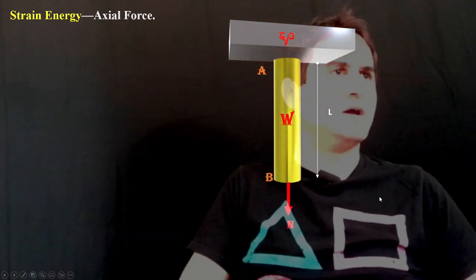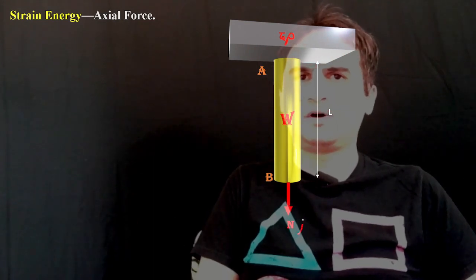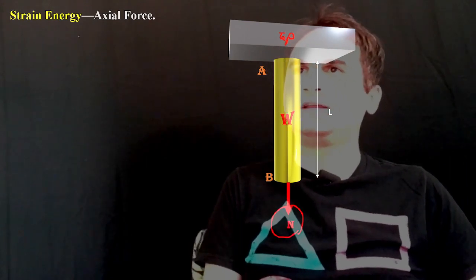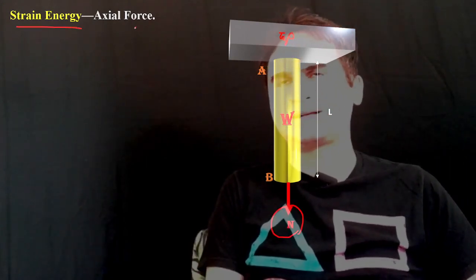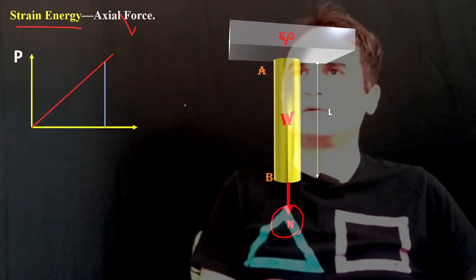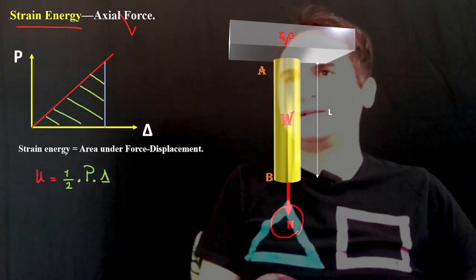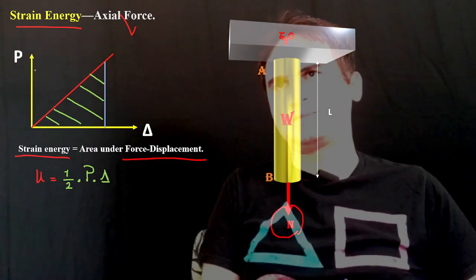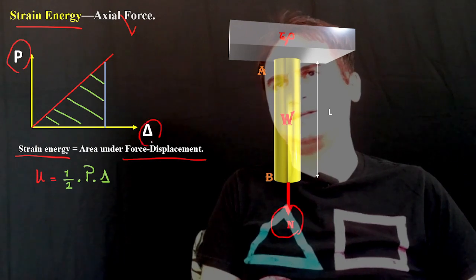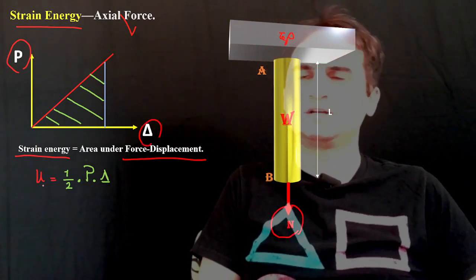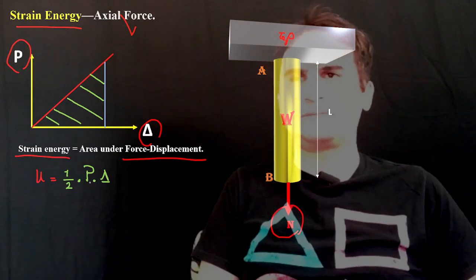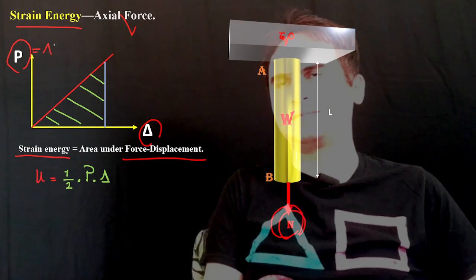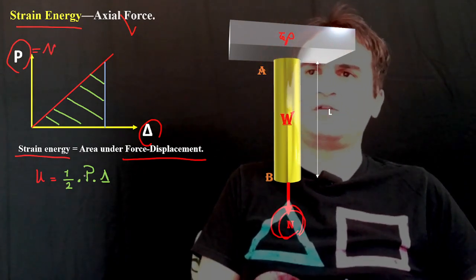and an axial load of N is applied at its free end, we want to calculate the strain energy due to axial force. In that case, we know the strain energy is the area under the force-displacement diagram, which is equal to a half of P times delta. We can replace P with N here, so that's a half of N times delta.